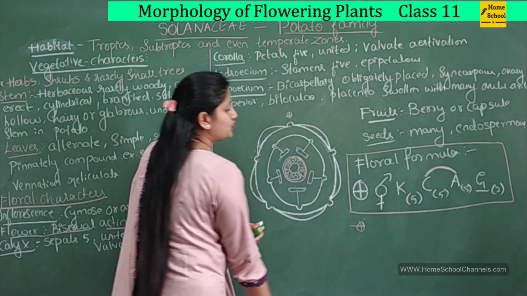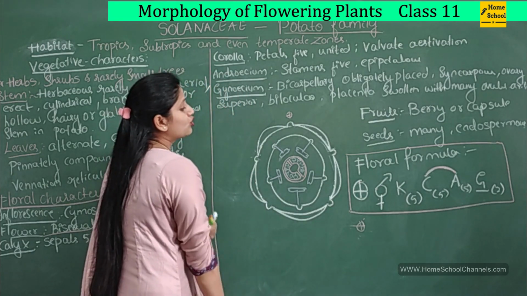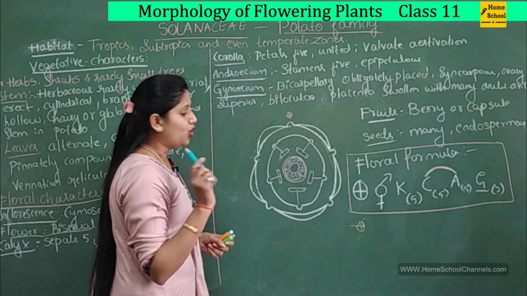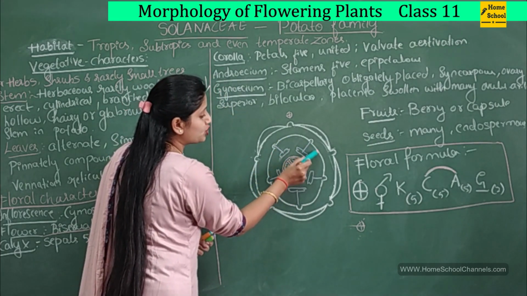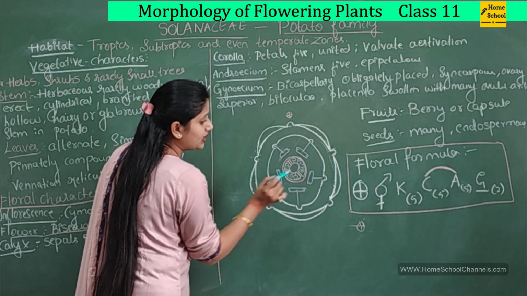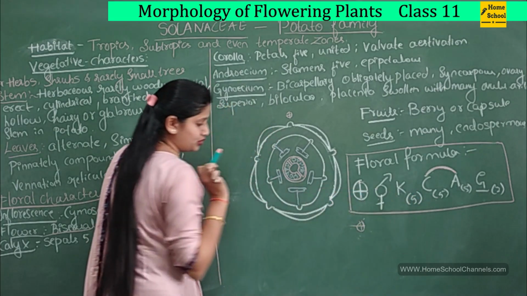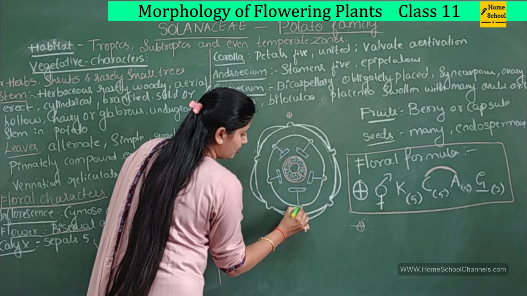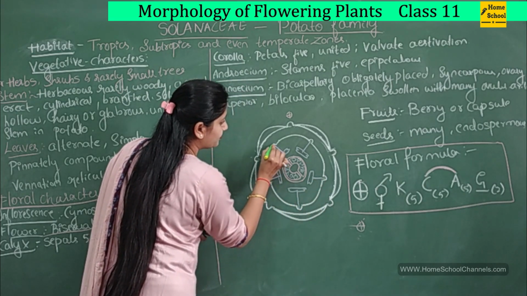And then the next whorl, that is the corolla. Corolla here again is showing the valvate estivation. So there is no overlapping. We have not shown any kind of overlapping here. Simply they are fused.